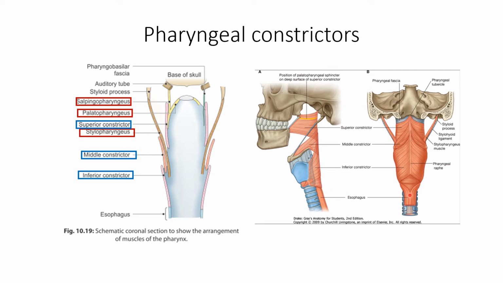From the posterior aspect of the pharynx also, you can see the 3 constrictors, and above the superior constrictor you can see the pharyngobasilar fascia, and one longitudinal muscle which you can see in this picture is the stylopharyngeus muscle between the superior and middle constrictors. And if you see the inferior constrictor, it has got the 2 parts, the thyropharyngeus part and the cricopharyngeus part.